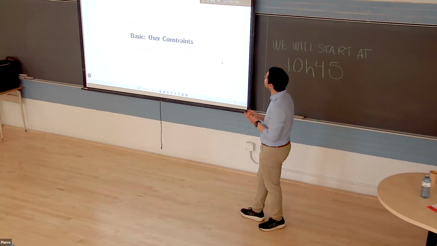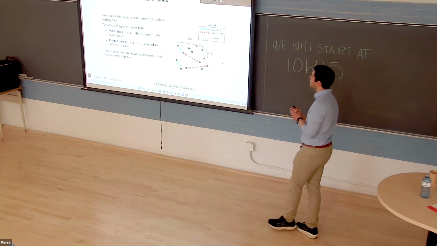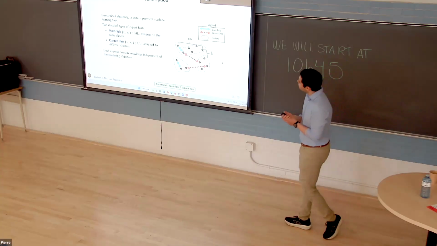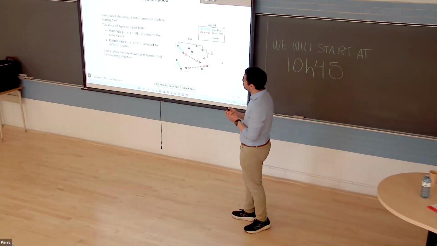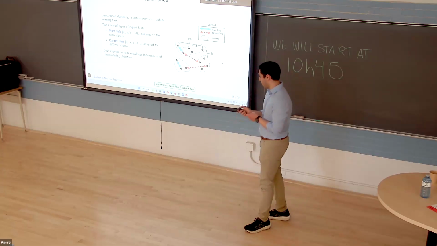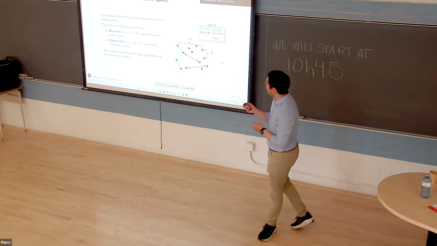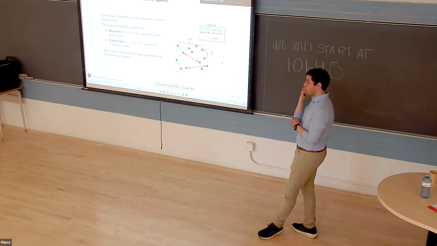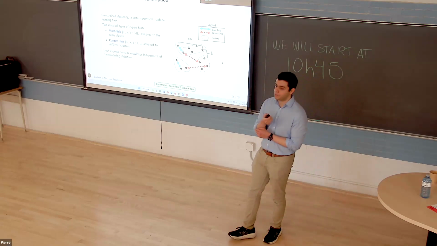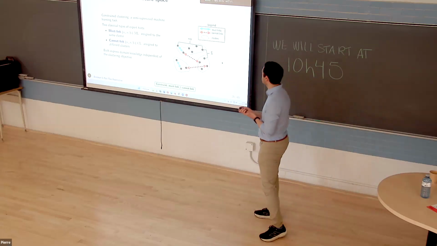So that was the objectives. Let's focus on user constraints next. The first user constraint that we talk about, again, I'll remind you that whenever this is colored, it's something new. The first user constraint that we talk about are must links and cannot links. They exist within the clustering space.